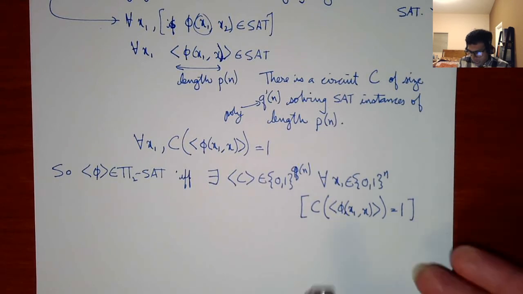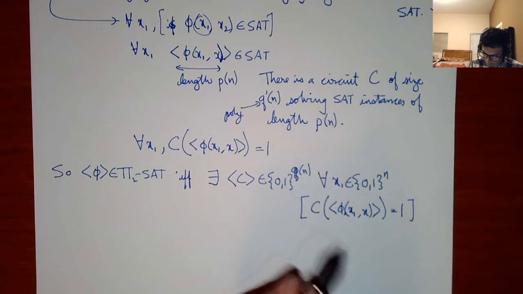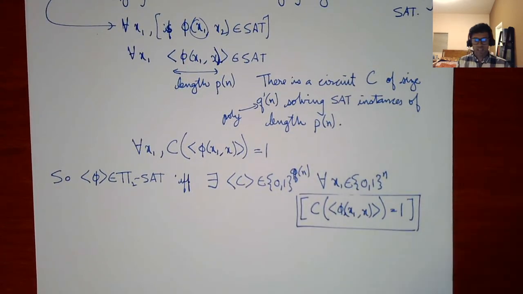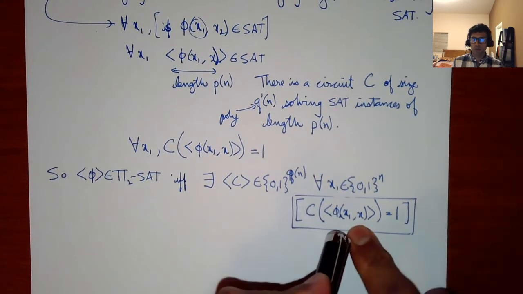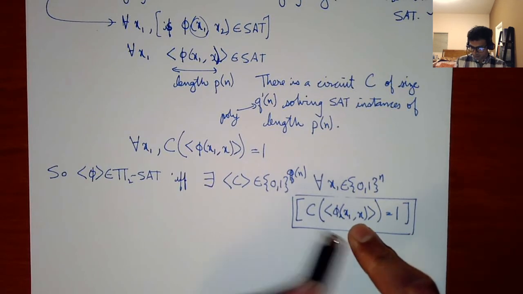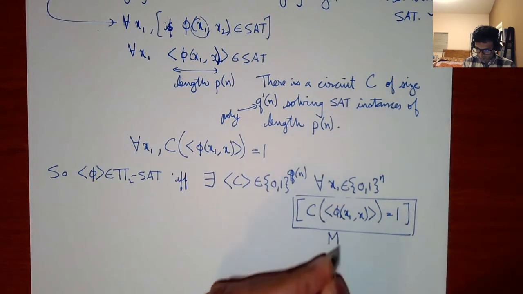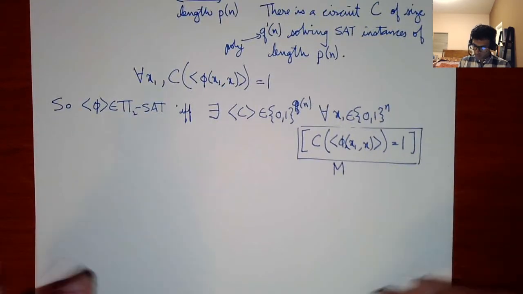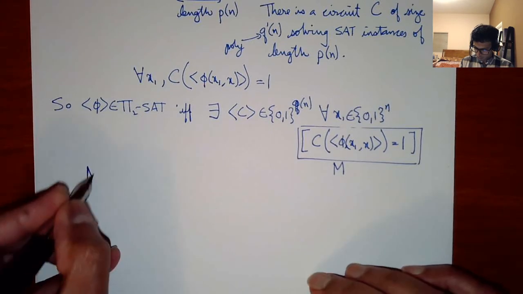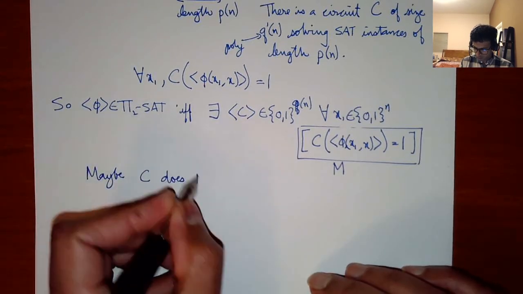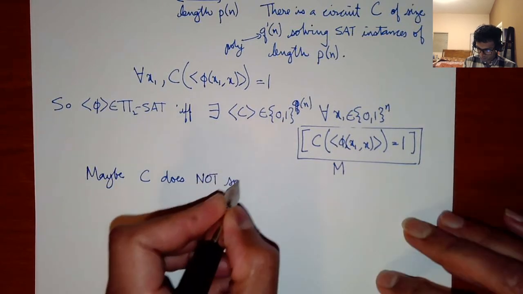So this Turing machine, whatever is being done here, has to be polynomial time. So how on earth is this polynomial time machine going to actually determine that C solves SAT? So think of this as your machine M. Maybe C does not solve SAT.